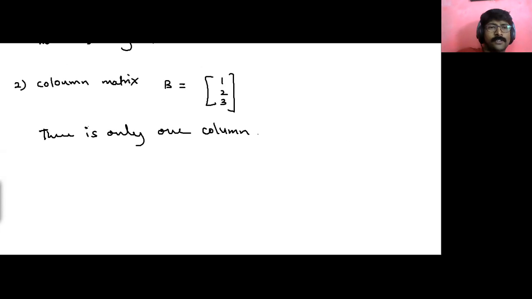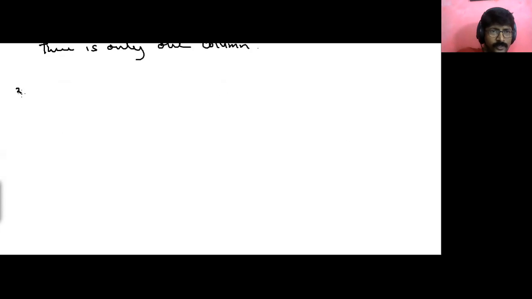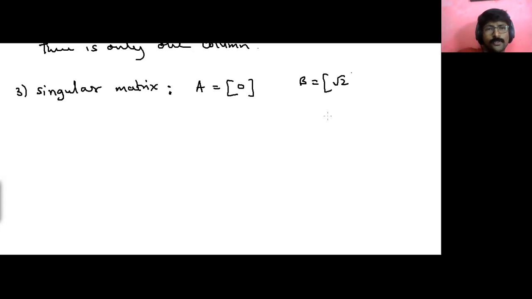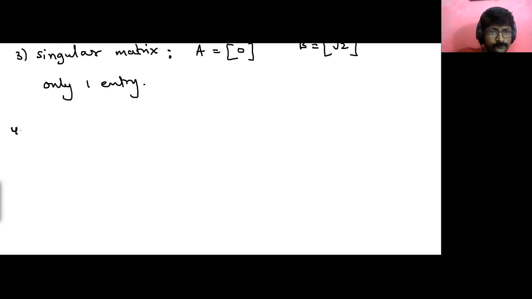Okay. Next one, what is the third type of matrix? Singular matrix. What is a singular matrix? Singular matrix means there is only one entry. Like matrix A is written as 0, or matrix B is written as just root 2. So this is called a singular matrix. Only one entry.